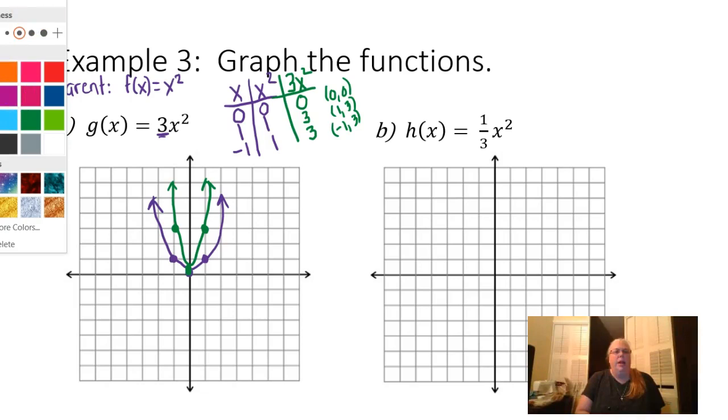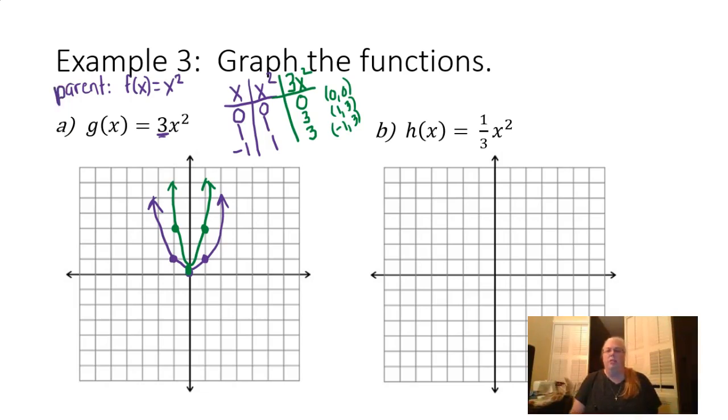On the other side, we have the same parent function. The function h of x is equal to 1/3 times x squared. I'm going to use the same points that I had before to draw my parent function. So that's going to be 0, 0, positive 1, positive 1, negative 1, positive 1. And we're going to get something that looks kind of like this right here. And now let's see what happens when we multiply by the 1/3. Now this is going to be a vertical shrink.